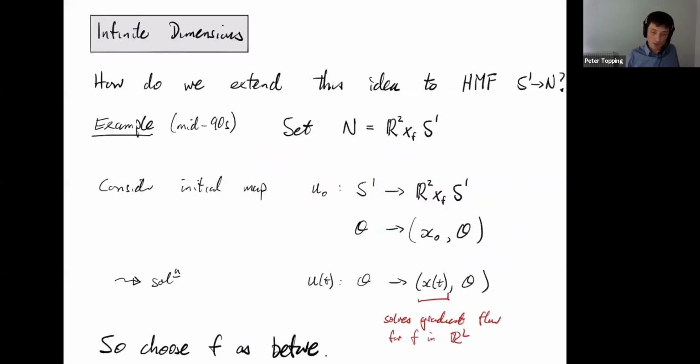So what about infinite dimensions? How are we going to extend this to the harmonic map flow? I'll always write HMF for harmonic map flow, in other words, the situation we had before. Well, it's actually very simple. The trick is just to pick the right target. This is an example from the mid-90s, but there were earlier examples in the context of, say, minimal surfaces and harmonic maps.